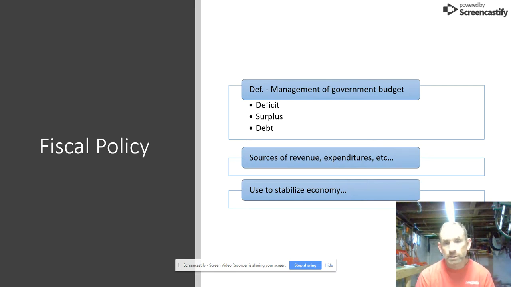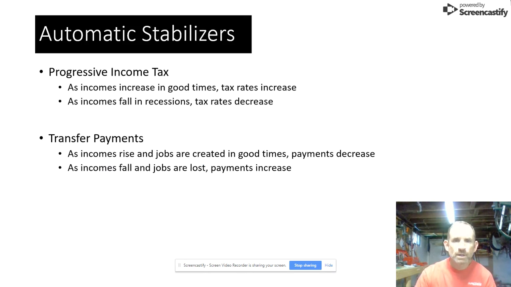Obviously, the government's budget partly is determined by the things the government wants to do for us and that sort of thing. But in this chapter, we're mostly thinking about the use of fiscal policy to stabilize the economy. So the government can make changes to the budget for those purposes. So that's what we're talking about here.